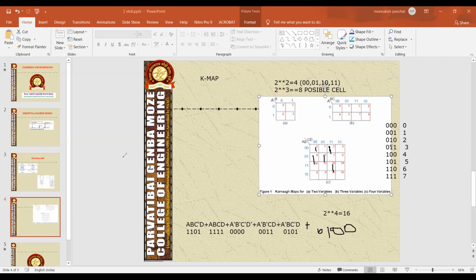So there are certain rules. The first rule is that a group may not contain 0. We have to group all these ones with the neighboring cells. So the groups may not contain 0. The rest of the cells will contain 0 here. So the first rule is the group may not contain 0.